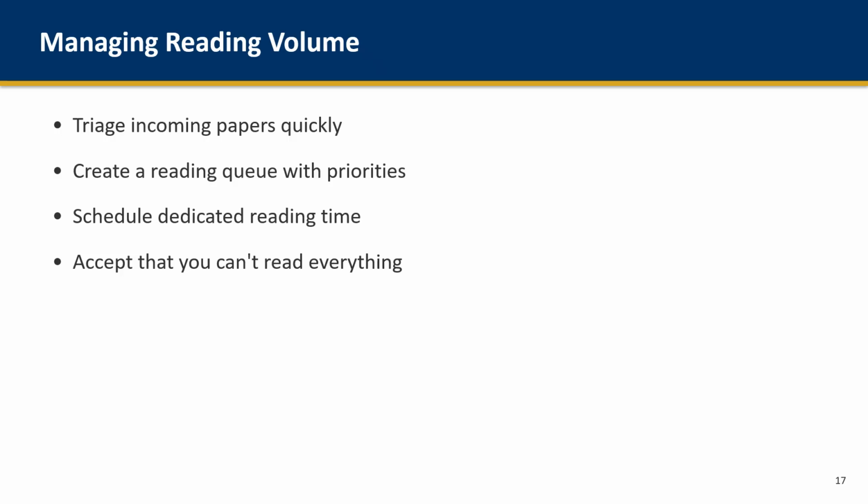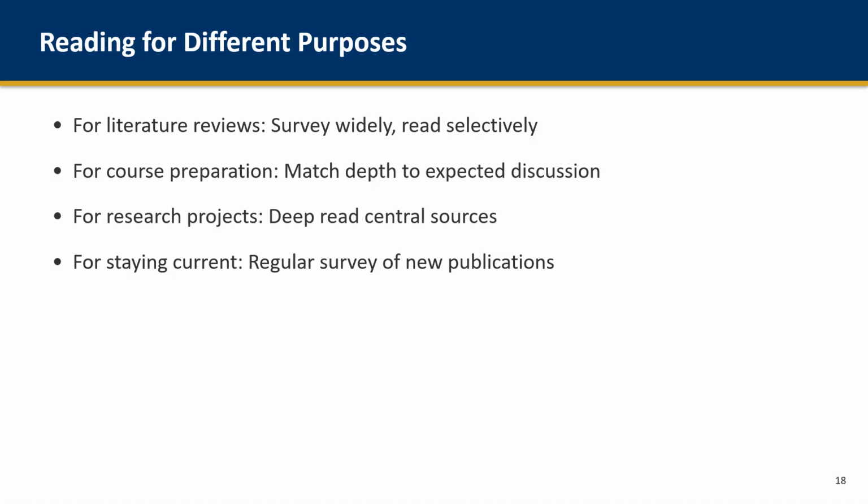Prioritize ruthlessly. Your reading purpose should determine your approach. For literature reviews, survey widely to map the field, then read selectively for papers that merit inclusion. You might survey 100 papers to select 20 for closer reading and 10 for deep engagement.